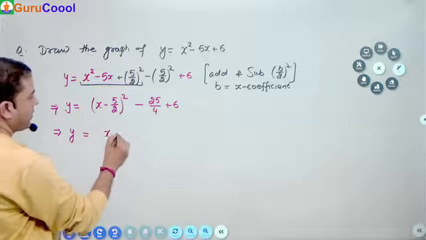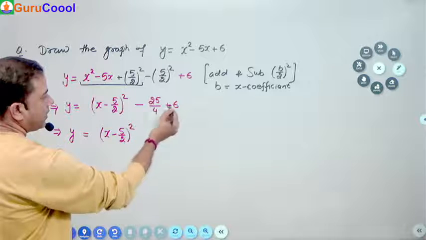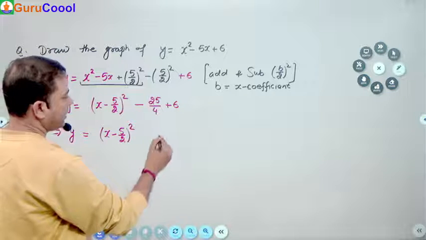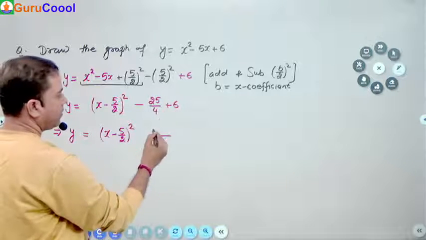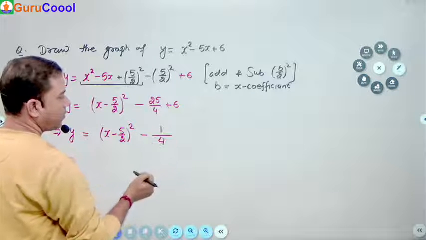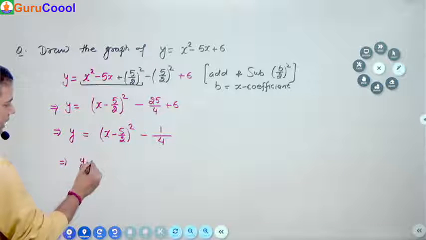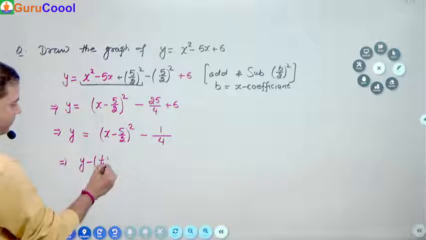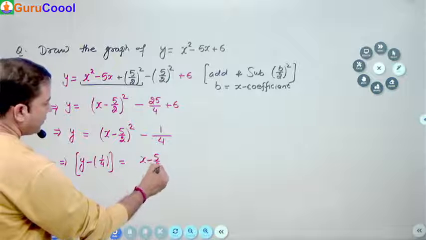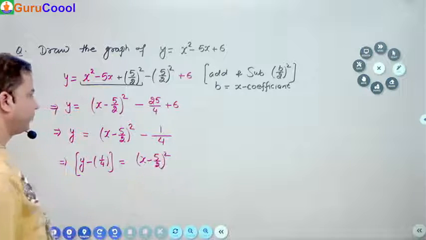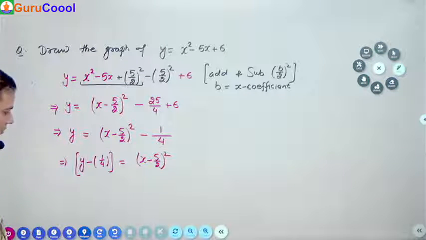Y is equal to x minus 5 by 2 whole square. And if you combine these two terms together, 4 is the LCM. 6 times 4 is 24. 24 minus 25 is minus 1. Minus 1 by 4. We should write it like this: y minus of minus 1 by 4 on the left side, and on the right side we have x minus 5 by 2 square. Done? Now it is looking like the more generalized form.